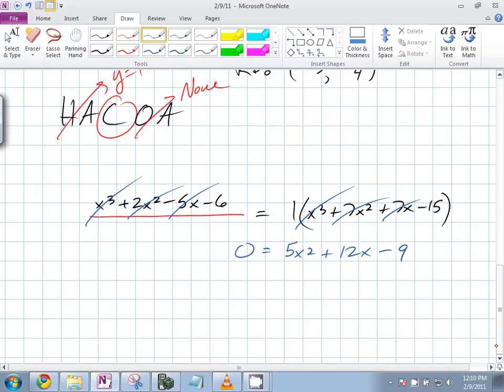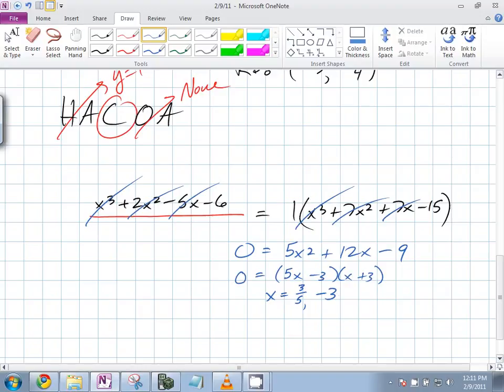And then you look at this. This is a quadratic, right? Can you solve quadratics? You hope it's factoring. Nicely factorable. Is it nicely factorable? Oh, yeah, it is. It is nicely factorable. So what does that tell you the solutions are? 3/5 and -3.